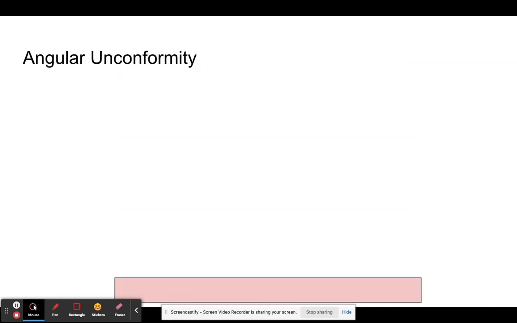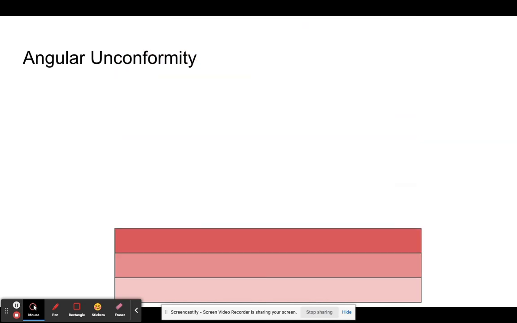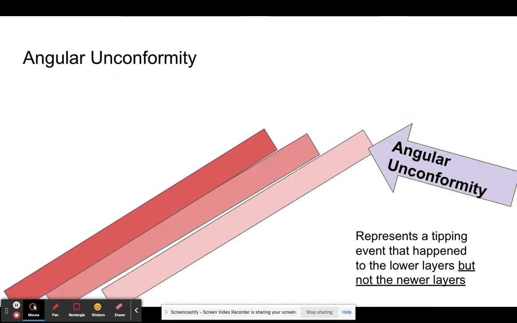This is a common one. You see an angular unconformity. Basically, these rocks are deposited, and then something comes along that tips them. Maybe another continent crashes into them. As they get tipped, that is a process that's probably taking tens of millions of years. It's a slow tip. But then the tipping stops. There's no more collision with the other continent or whatever was causing it.